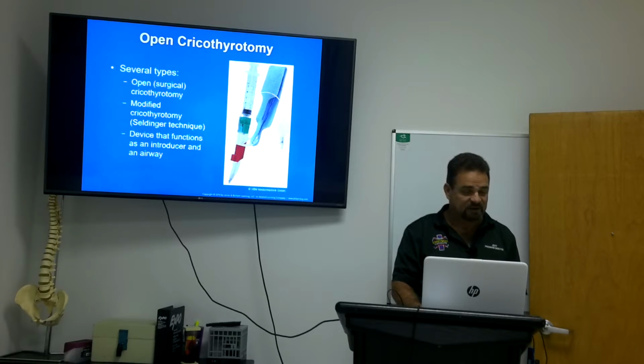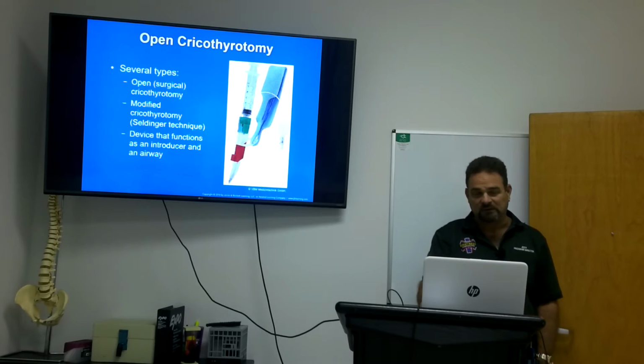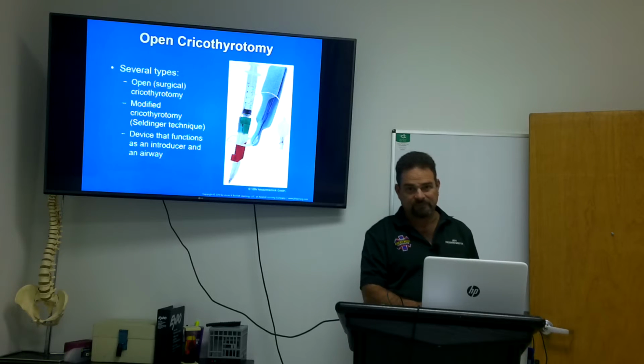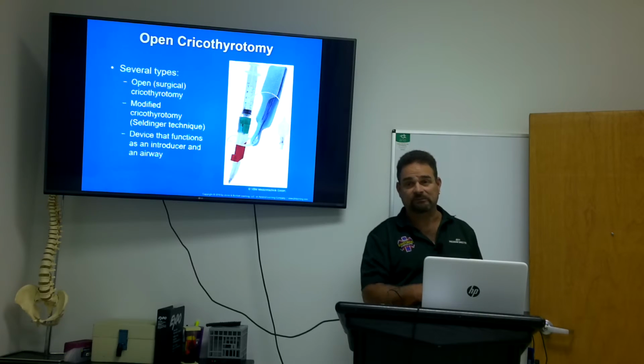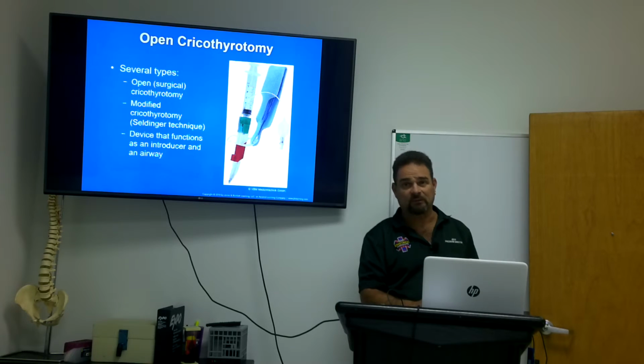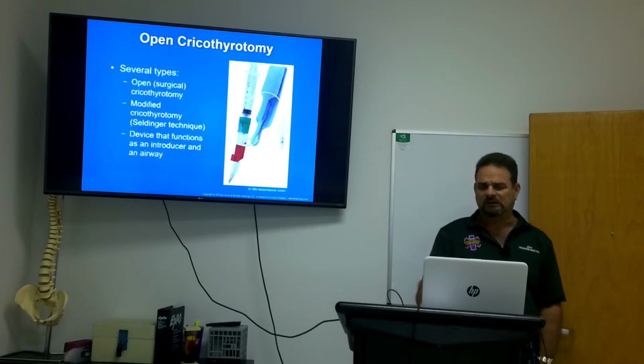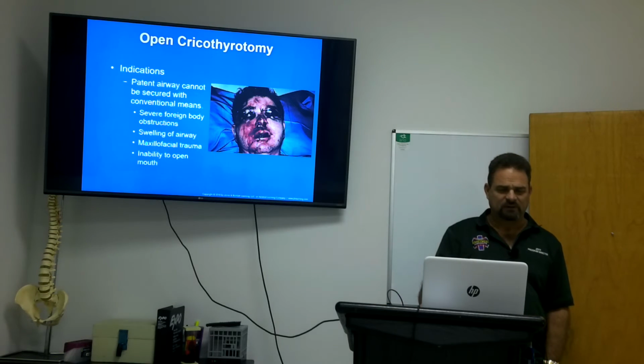Okay, several different types: open surgical, modified cric, the Seldinger technique, and a device used with the introducer. You get a 4.5 or a 5.0 tube, and you just make your incision, and you open up the incision from the cricothyroid membrane, and then just slide the tube in. Scalpel and the right size ET tube, and some 4x4s and that kind of stuff, and obviously tape it in place.